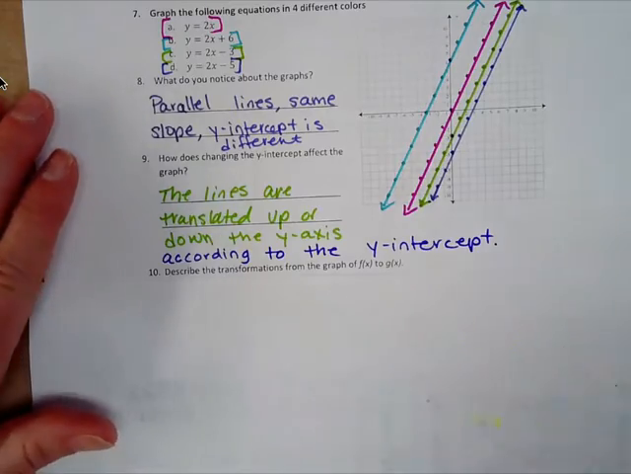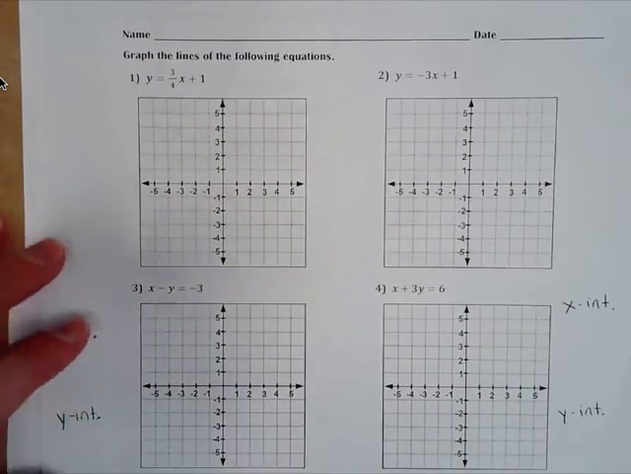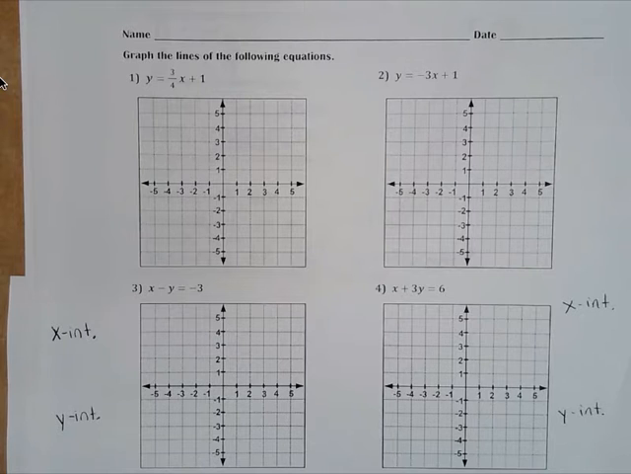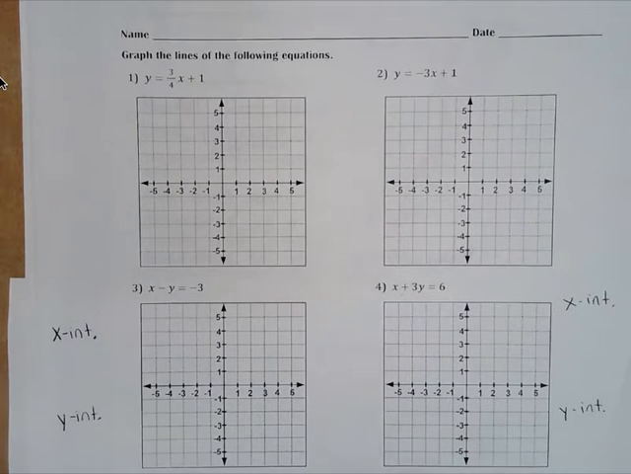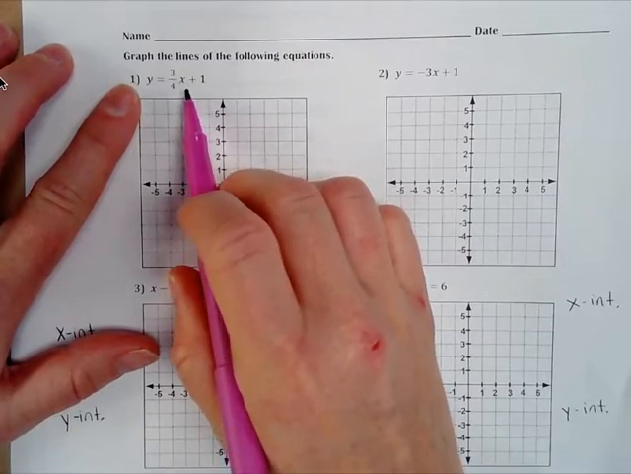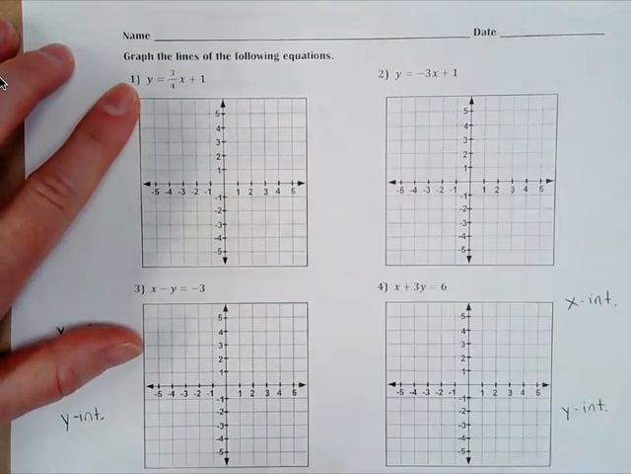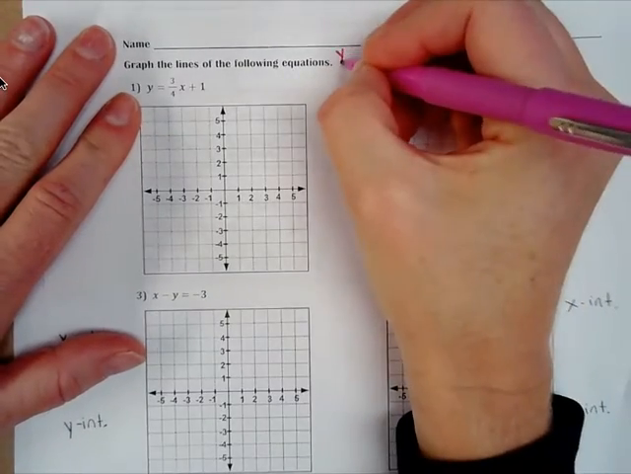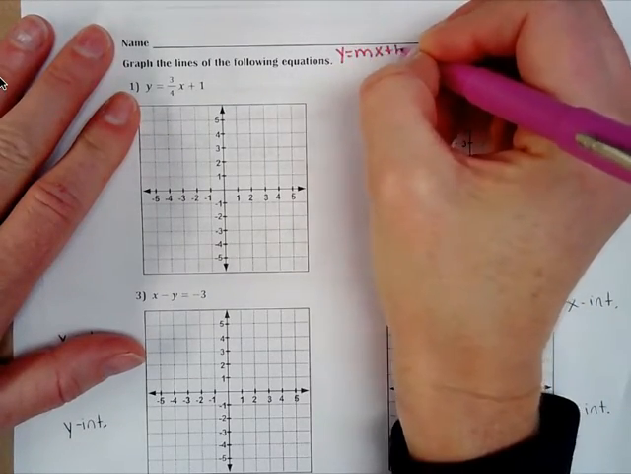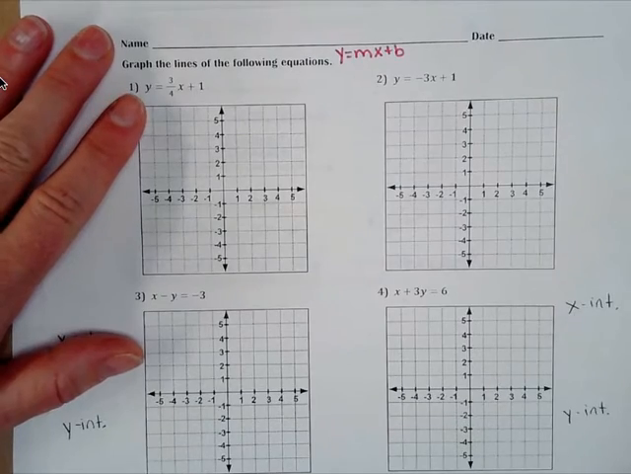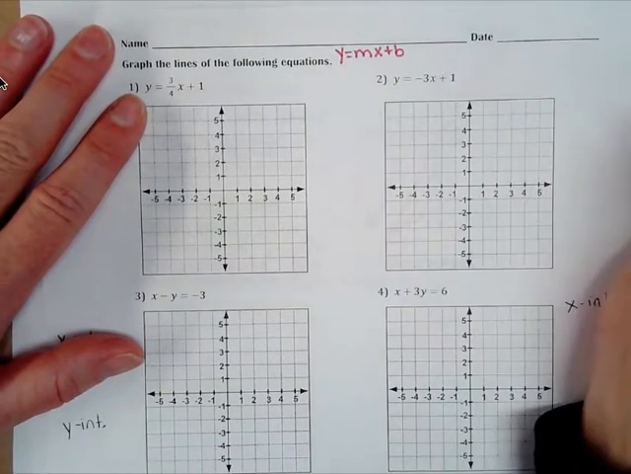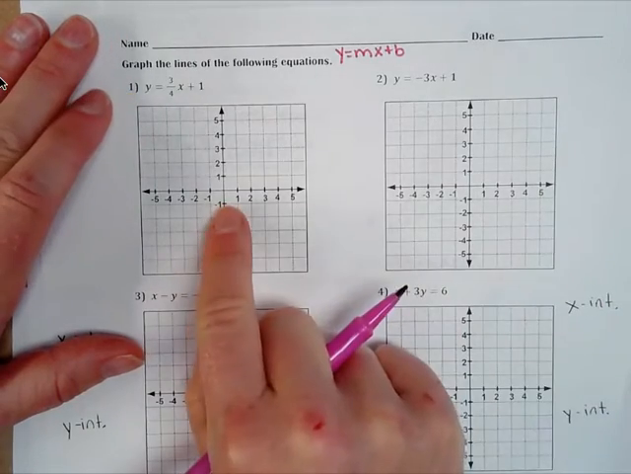Okay, let's look at the graphs that you had for homework last night. Those 6 graphs. If you already turned it in, go ahead and get it back out. Number 1, 2, and 6 are all written in y equals mx plus b form. So in order to graph these, you will graph your y-intercept first and then do your slope, just like we did the other one.